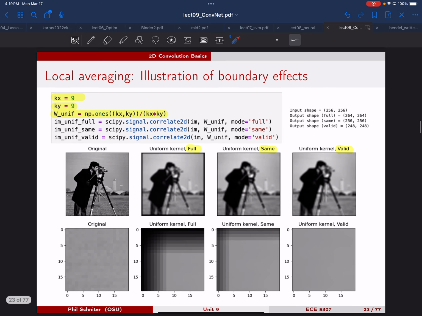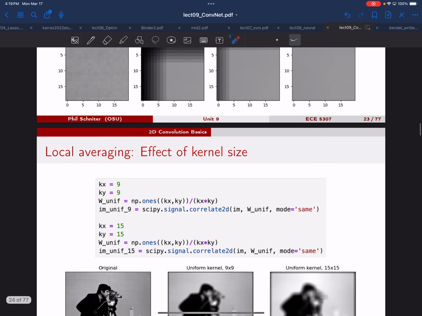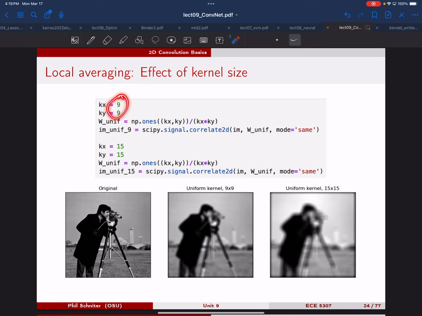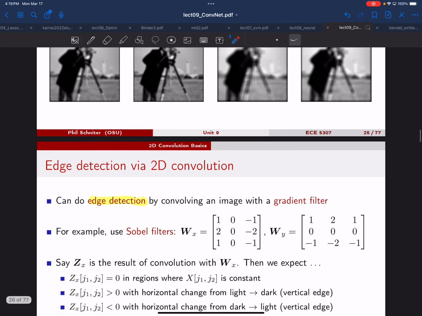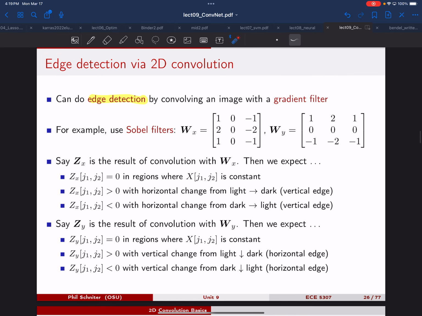Okay. All right, any questions? Okay. We also played with different kernel sizes, same uniform weights. So we find as the kernel gets bigger, the images get even more blurred. We also looked at non-uniform kernels. This is a Gaussian blur kernel, which is kind of like a Gaussian hump in both directions. And you can see it also does blurring, but maybe not quite as much blurring as the equivalently sized uniform kernel.